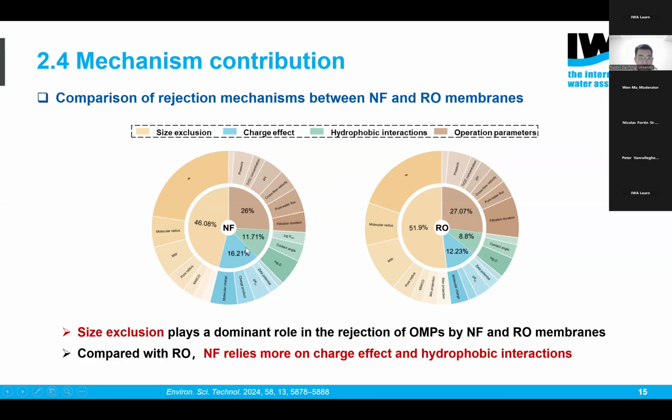So we can compare the mechanisms of the rejection of macroproteins by polyamide membranes. For size exclusion, we can see that it plays a dominant role in the rejection of macroproteins by NF and RO membranes. Compared with RO membranes, NF membranes rely more on charge effect and have hydrophobic interactions. We know from the literature that we can just guess which mechanism dominates the rejection of certain macroproteins, but our model allows us to quantify the detailed contribution of different mechanisms in the rejection of the macroproteins by both NF and RO membranes.